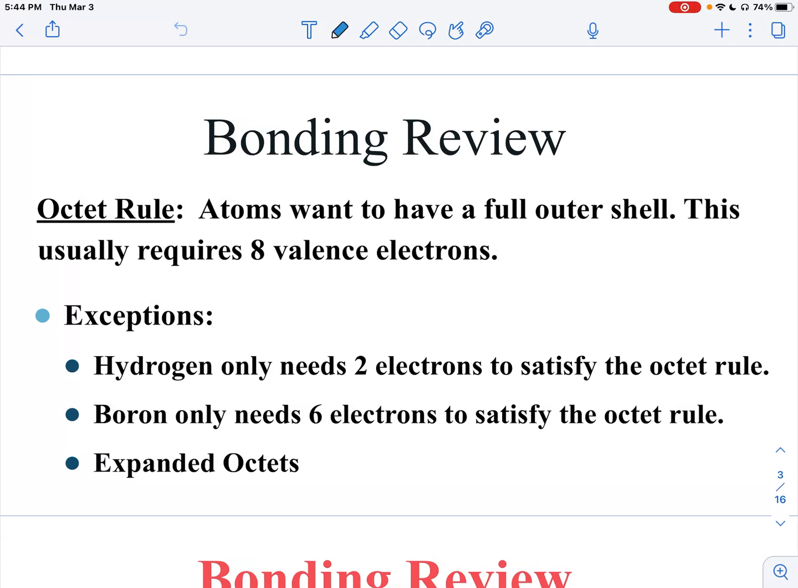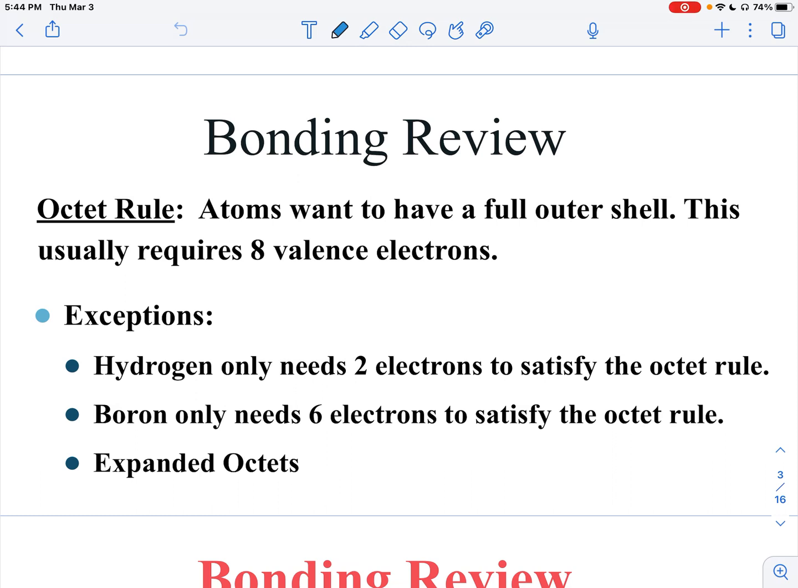In this video, we're going to learn how to do basic Lewis structures of molecules. So I'm going to start with a quick review of bonding. Remember when we first talked about bonding at the beginning of the year, we said that atoms will bond to become more stable. They want to have a full outer shell to do this.